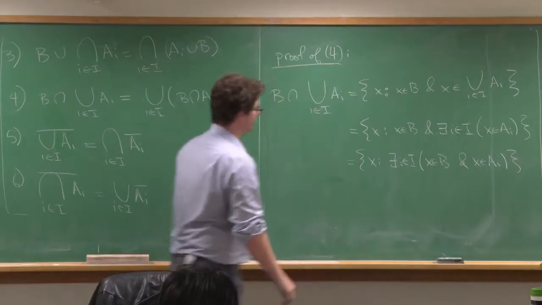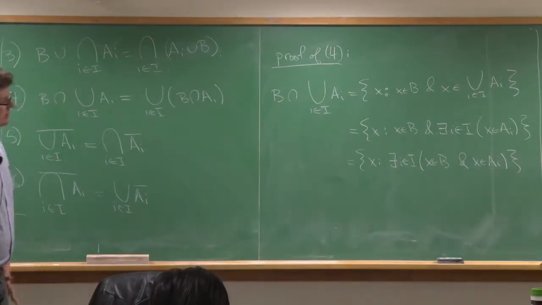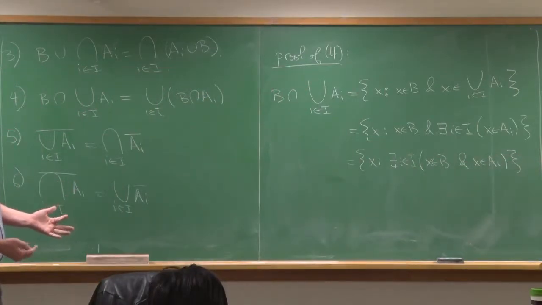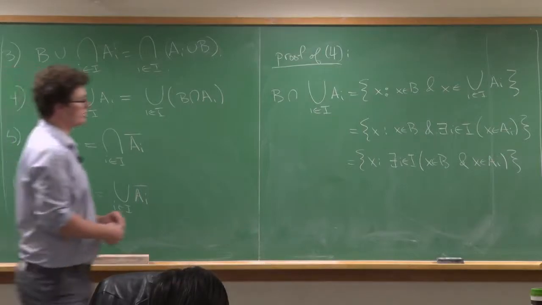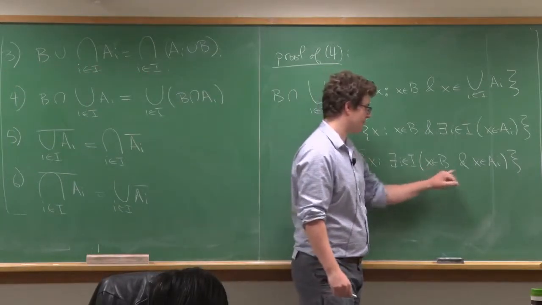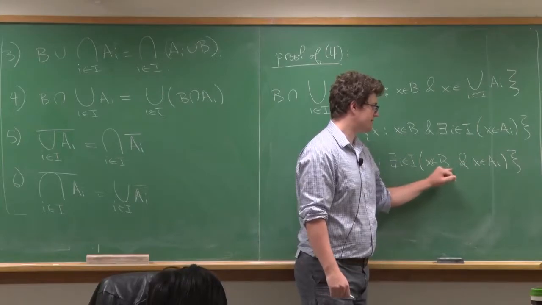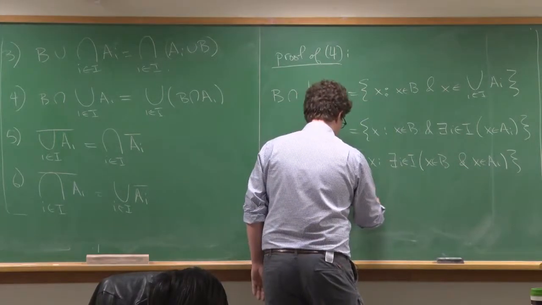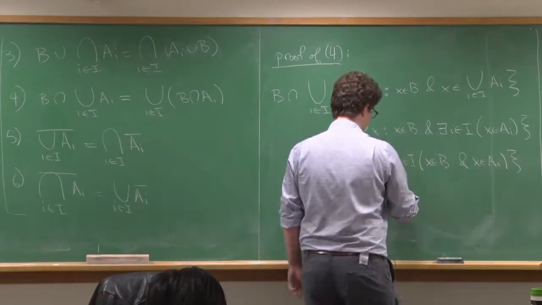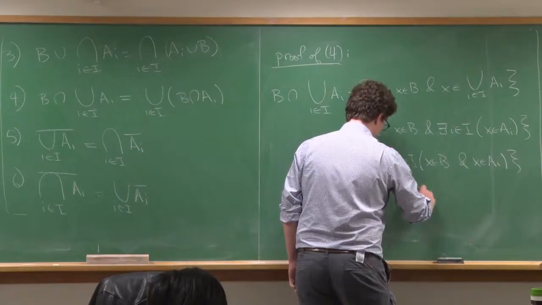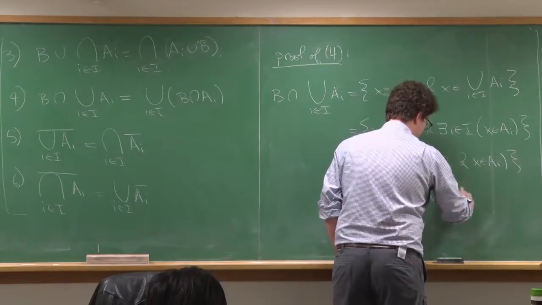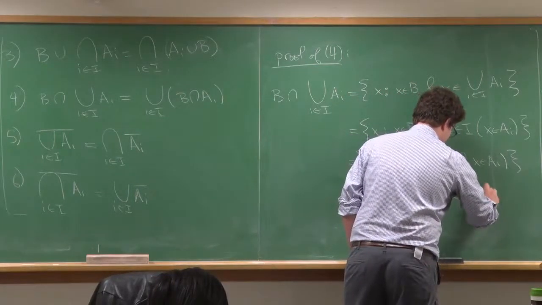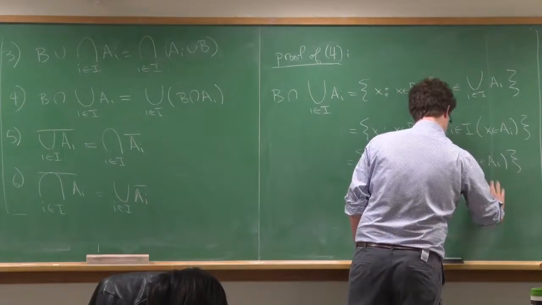All right, so that's what that is. Okay, and then we remember that this conjunction here, when I do this and here, is the same thing as an intersection. So that's the definition of what it means to intersect two sets. So there exists an i in I such that x is an element of B intersect A_i, like so.